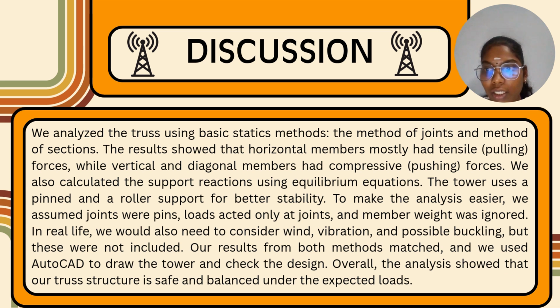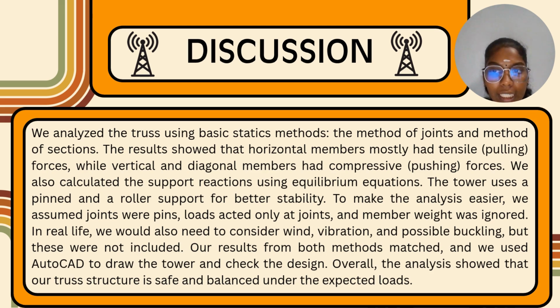For the discussion, we analyze the truss using basic static methods, the method of joints and the method of sections. The results showed that horizontal members mostly had tensile, pulling forces, while vertical and diagonal members had compressive, pushing forces. We also calculated the support reactions using equations. The tower uses a pin and a roller support for better stability.